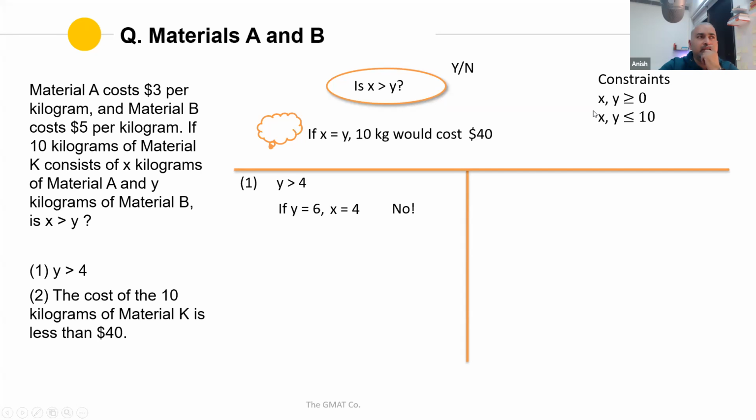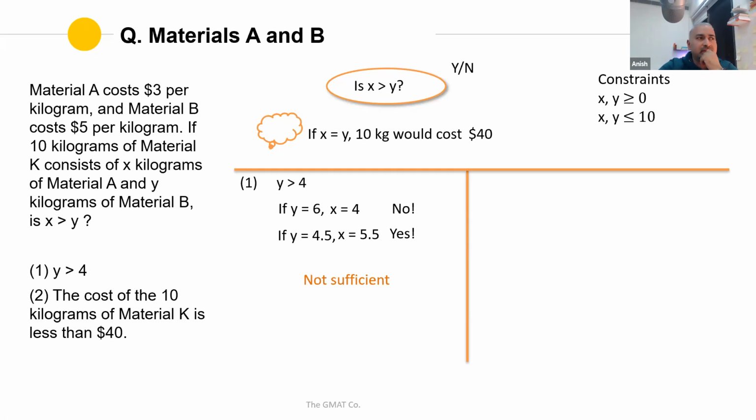Do X and Y have to be integers? There's nothing like that given in the question, right? X and Y are weights, so they can't be negative, and they add up to 10 kg, so they can't be more than 10. But then why can't we have decimal weights? So if Y were 4.5, let's say, which is more than 4, in that case, X would be 5.5. And here is X greater than Y? Yes. Just by learning that Y is greater than 4, I don't get a fixed answer, right? The situation I'm in is, well, maybe yes, maybe no. Therefore, statement 1 alone is not sufficient.